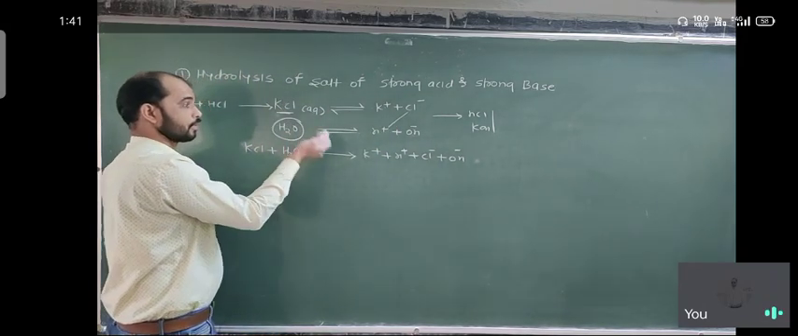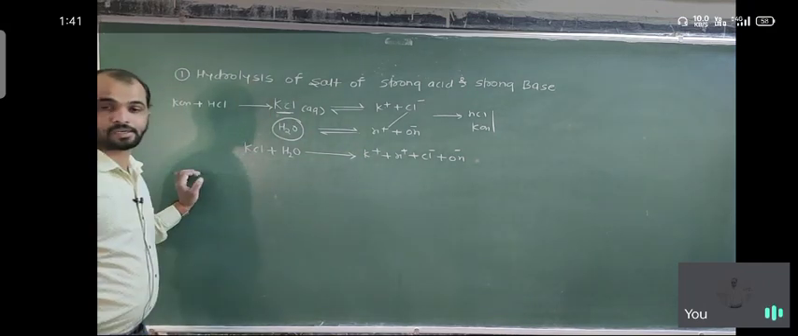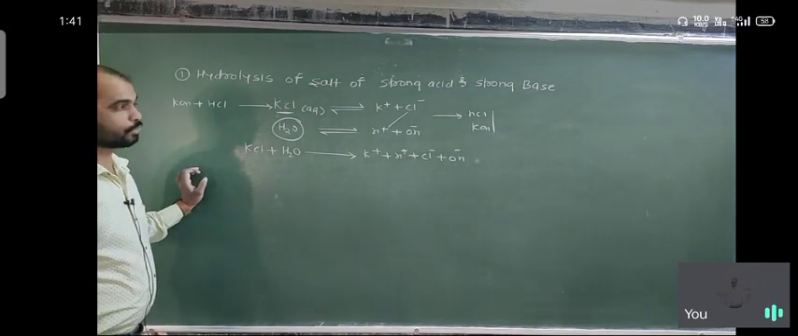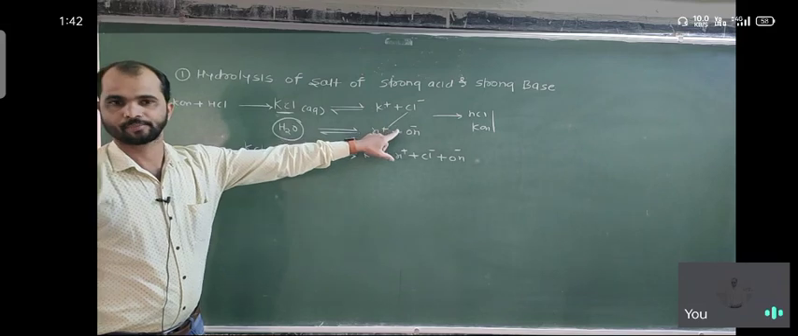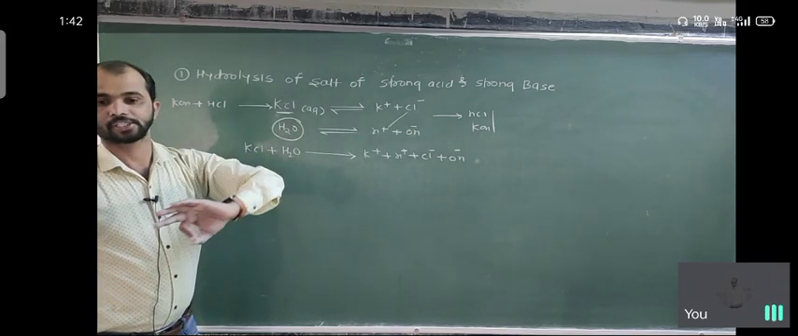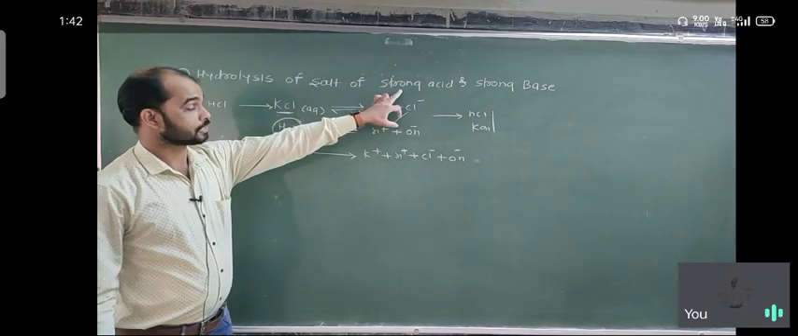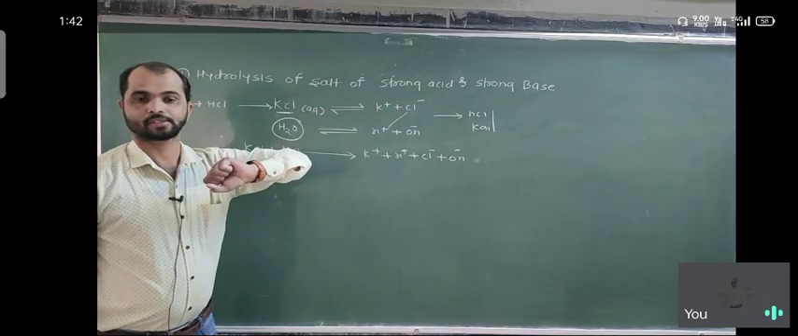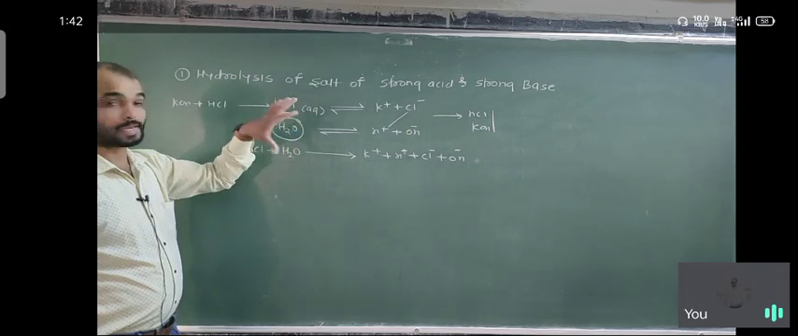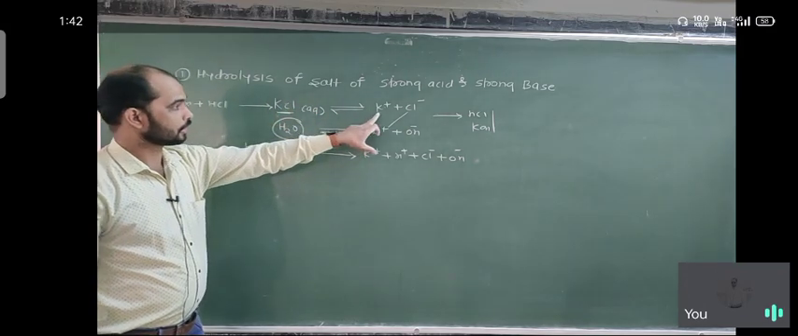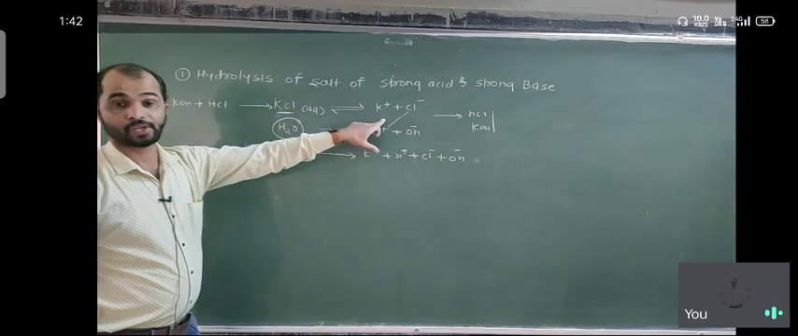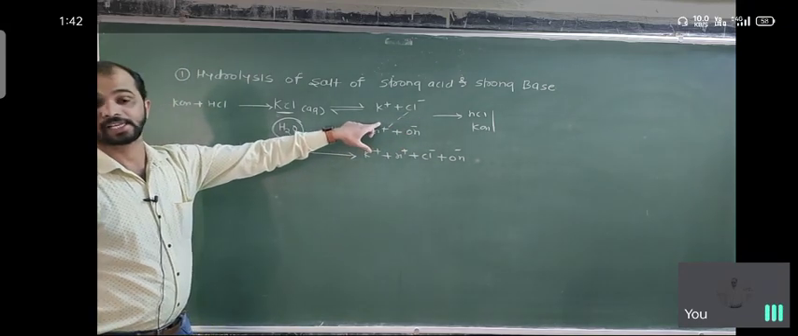That means going back to the HCl or KOH is not possible due to 100% ionization. 100% ionization of the salt. And here it is the strong acid and strong base. Okay, salt of strong acid and strong base. That means these are very weak conjugate acid and base.